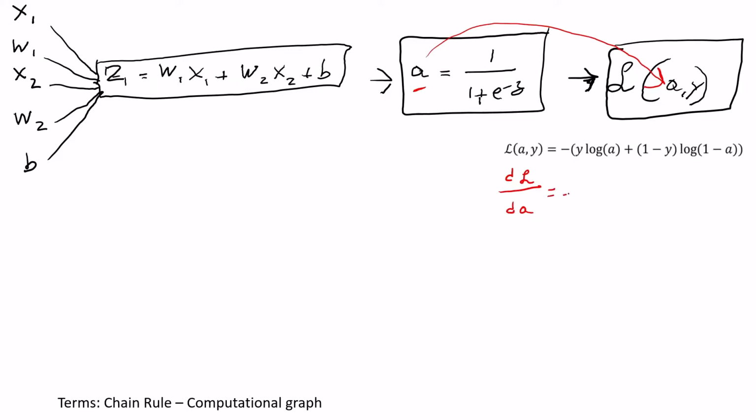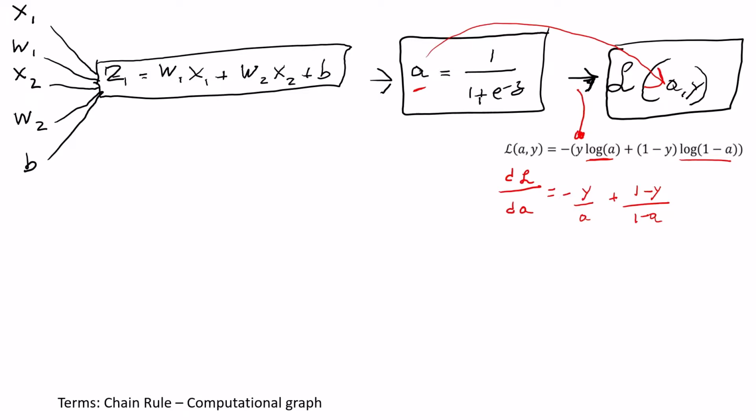Basically, the minus comes down as a minus, the y comes down as a y, and the log of a, according to the calculus rules, just becomes 1 over a. The plus comes down as is, so there's 1 minus y, and the calculus rule for this is 1 over 1 minus a. So what we see here is the derivative of this function. If I want to know how much a affects the loss, I do this calculation. So yes, this is the calculation for the dA in the change of dL.